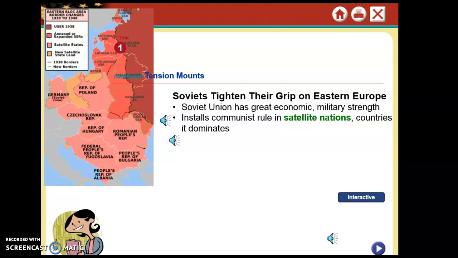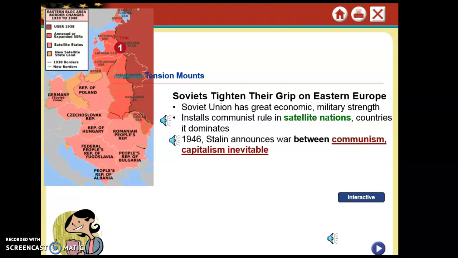In the early part of 1946, Stalin gave a speech announcing that communism and capitalism were incompatible and that another war was inevitable. At this point, the United States is trying to figure out, okay, now what are we going to do with the Soviet Union? And this goes back to yesterday when I introduced you to a guy named George Kennan, who is an expert on the Soviet Union and had spent some serious time in Moscow, actually.